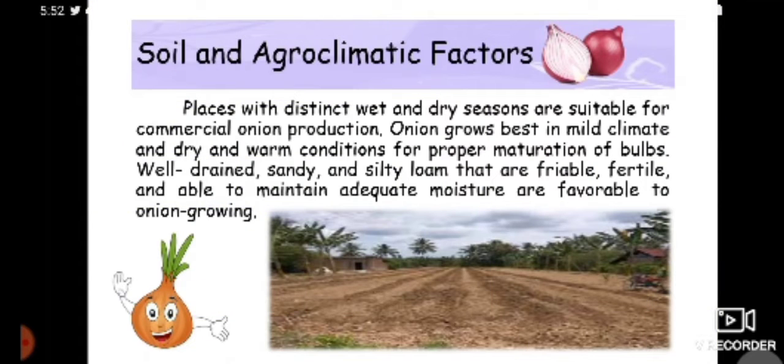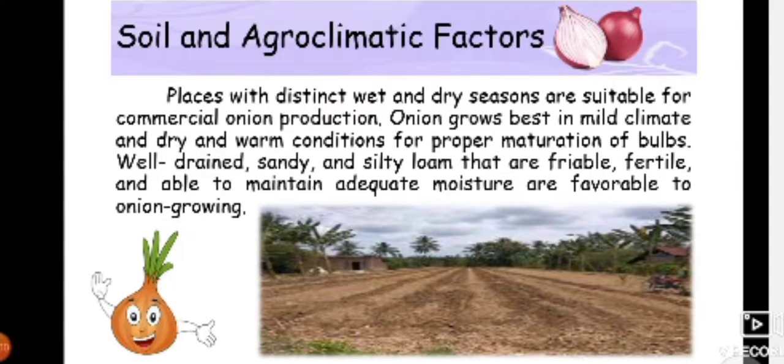Next are the soil and agroclimatic factors. Places with distinct wet and dry seasons are suitable for commercial onion production. Onion grows best in mild climate and dry and warm conditions for proper maturation of bulbs. Well drained, sandy, and silty loam that are friable, fertile, and able to maintain adequate moisture are favorable to onion growing.